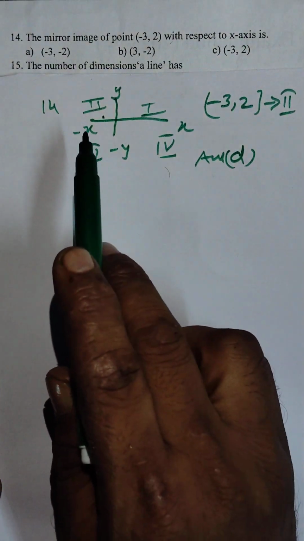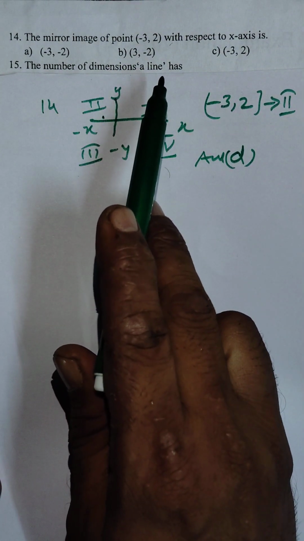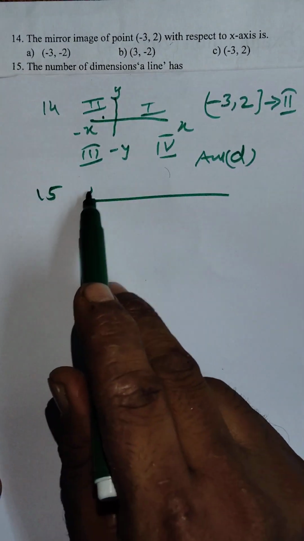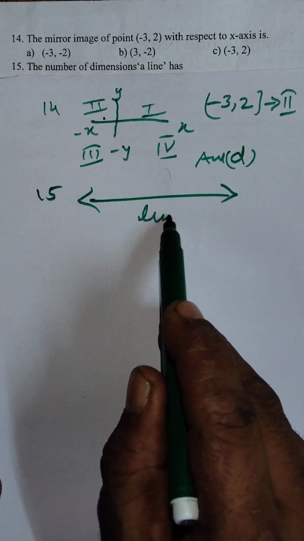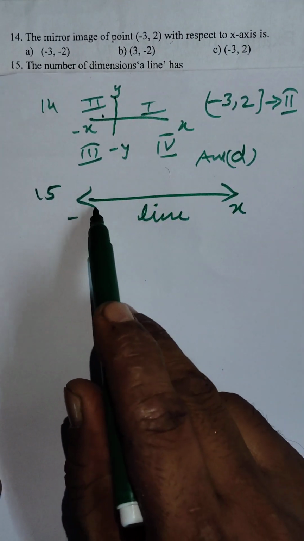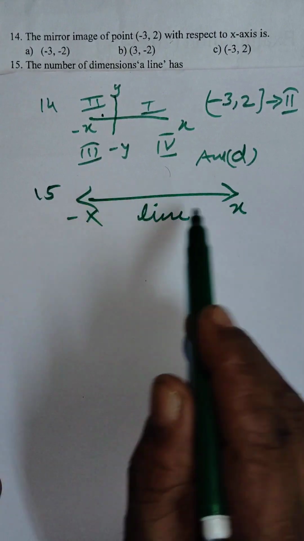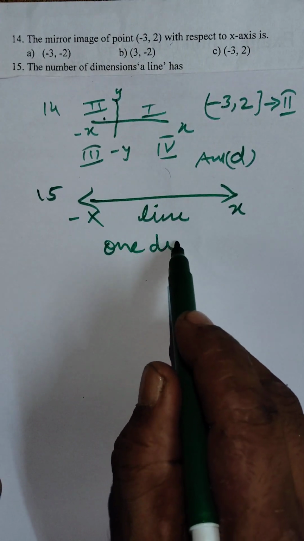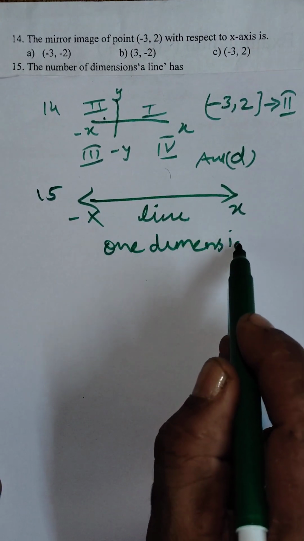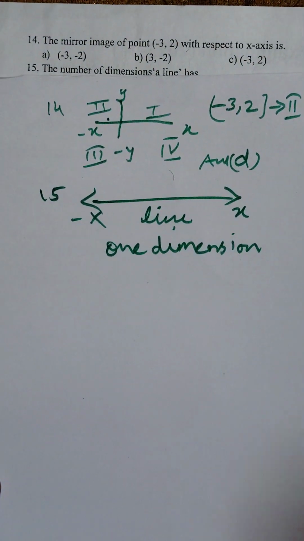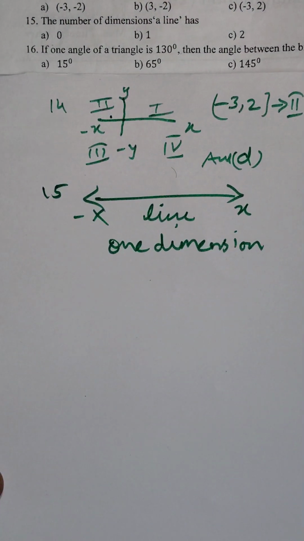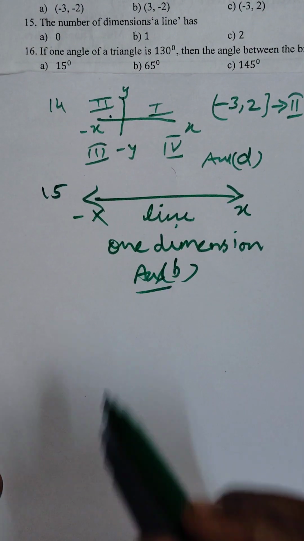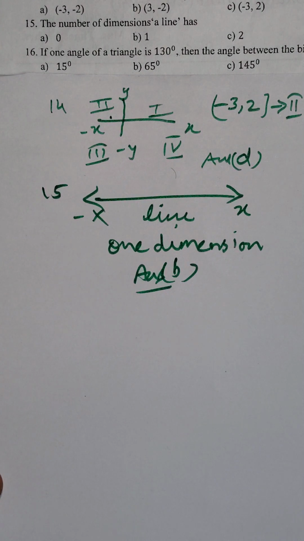Next, 15th question number. The question is the number of dimensions a line has. A line goes straight this way, this is the arrow, so this is the line. So there is x, there is minus x. How many axes are there? X axis. Only one dimension is there. So the answer is one dimension. Which option is one dimension? So we see the options, so option B is correct in the 15th question. So answer is B.